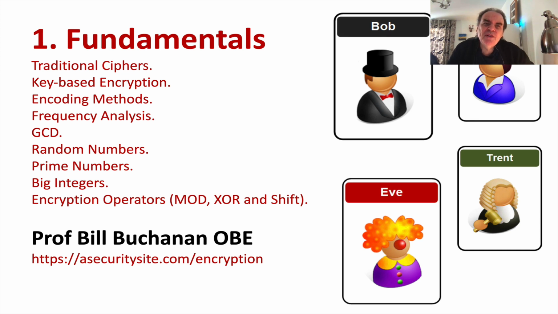So the first unit we'll be looking at is just some of the basics around encoding, what key encryption looks like, and some traditional ciphers from the past. Then we'll look at frequency analysis and some other key concepts such as random numbers, prime numbers, and big integers. And then very simple operations that we perform inside cryptography, such as the mod operation, XOR, and bit shift.